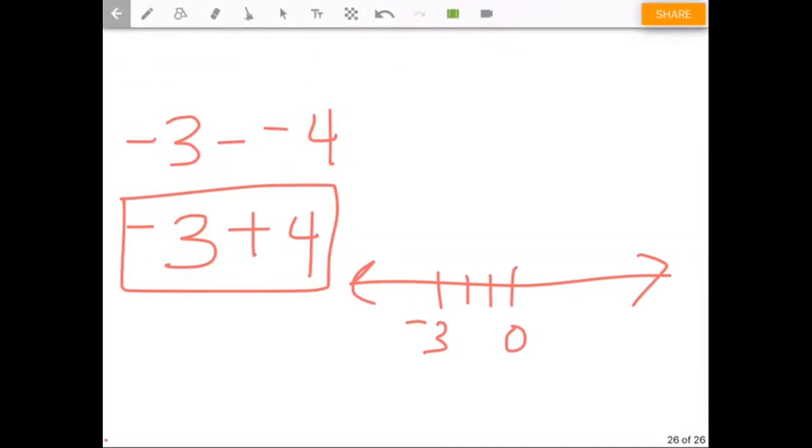If it's a plus, which way are we moving? Right. Good. See, you're getting it. So right 4: 1, 2, 3, 4. So we would end up at 1. So -3 plus 4 is a positive 1.